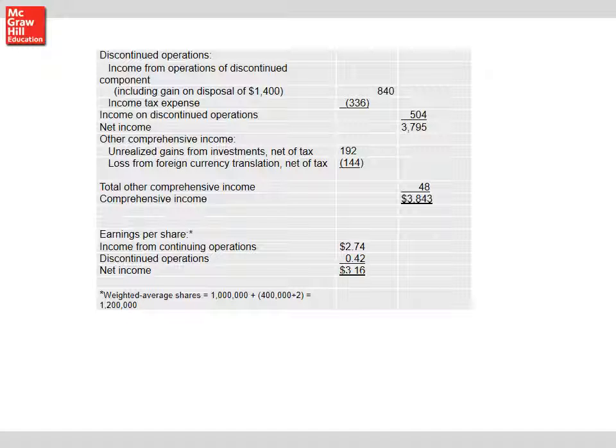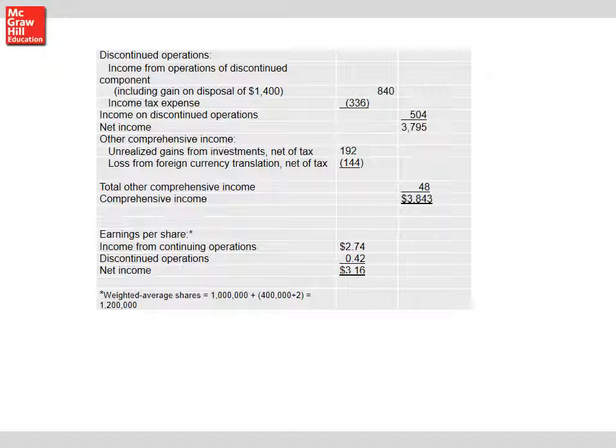Now the rest of this. The unrealized gain of $320 is a gain on unrealized gain from investment. Now it's at 192 because we took the 320 times 40%. Now subtract the 320 minus 128, which is the tax. So the net of tax is 192, increase.